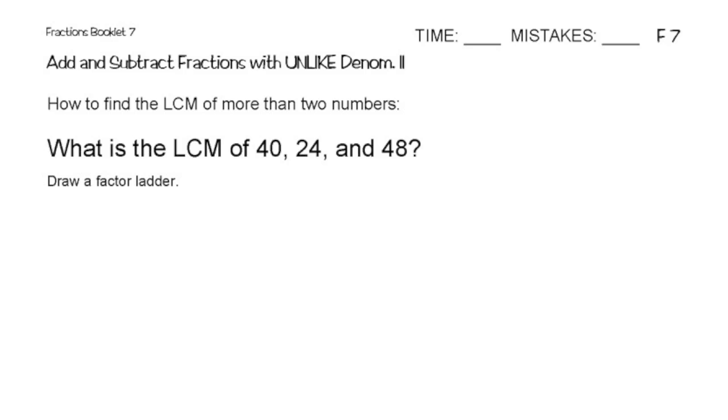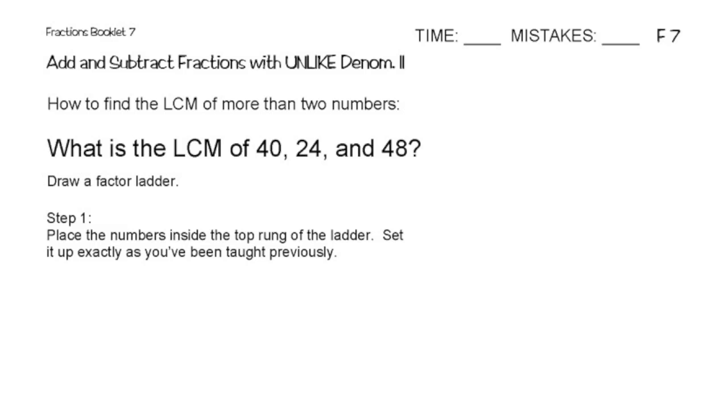So I'm going to start with my factor ladder. I'm going to place the numbers inside the top rung of the ladder. Set it up exactly as you've been taught previously. So instead of just having two numbers, I'm going to have 3. So I'm going to put in 40, 24, and 48. Again, I'm going to find a common factor for all three of these numbers.